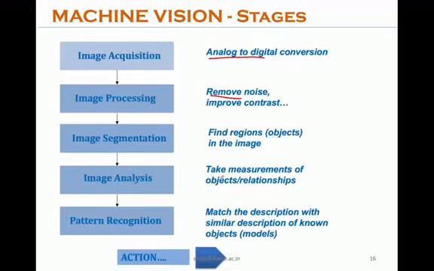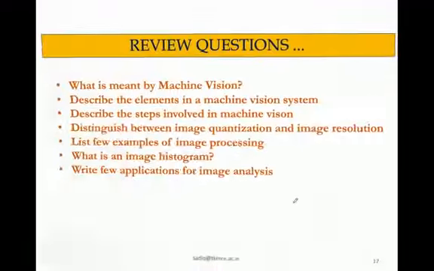Then image analysis is the process where the available regions are utilized for taking measurements or relative relationships, etc. And pattern recognition is another step in machine vision, where we match the description with a similar description so that we can further process it for action. That means the action can be done after pattern recognition. So these are the stages involved in machine vision.